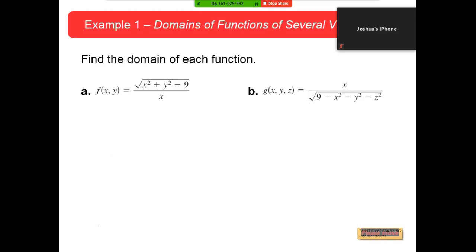Okay. So, find the domain of each function. Here's f of x, y.